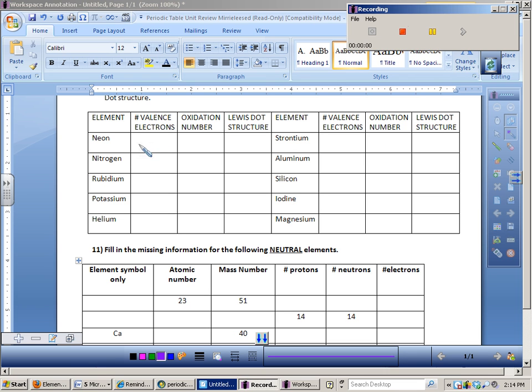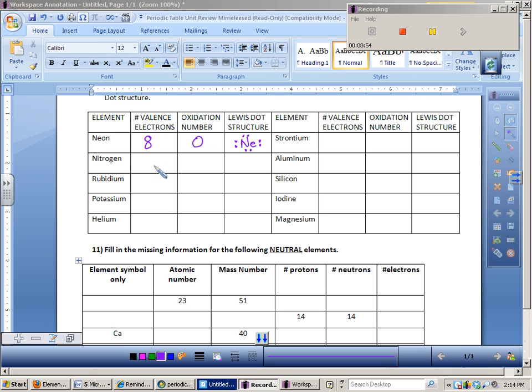All right, we start and find neon on the table. He's one of our noble gases. When we go to the top of the column, we discover that he has 8 valence electrons. Because he has a full shell, he doesn't lose or gain any electrons, so his oxidation number is 0. His Lewis dot structure would be capital N, small e, and he needs 8 valence electrons. 1, 2, 3, 4, 5, 6, 7, 8.